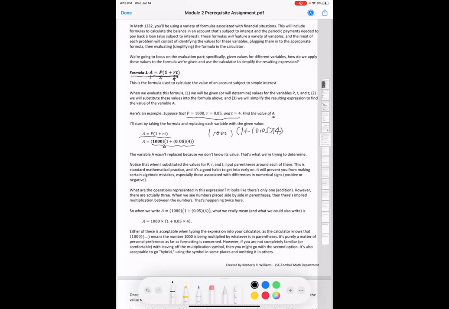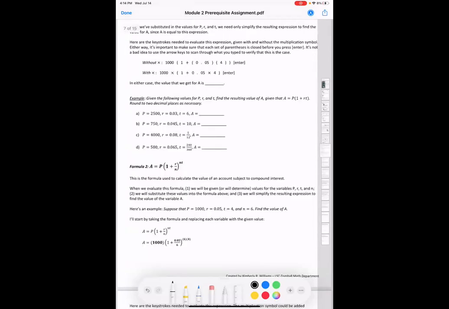0.05 times 4. There is no multiplication sign like this or this, because when you insert your data in the calculator, it will realize that even if you don't have a symbol here, the relationship between these parentheses is multiplication, and here is multiplication. So you write this, they are the same, has the same meaning. The expression without the multiplication symbol has the same meaning as the expression with the multiplication symbol. So in either case, the value we get for A is, use your calculator, find the answer here.